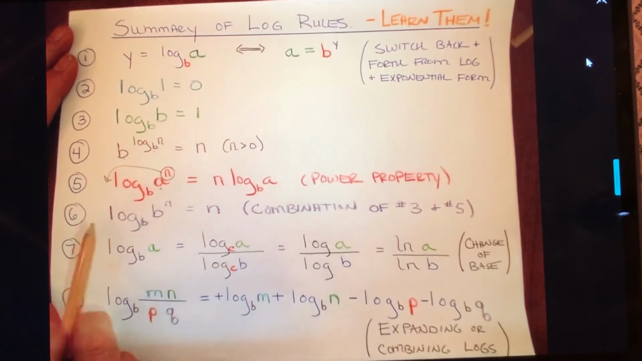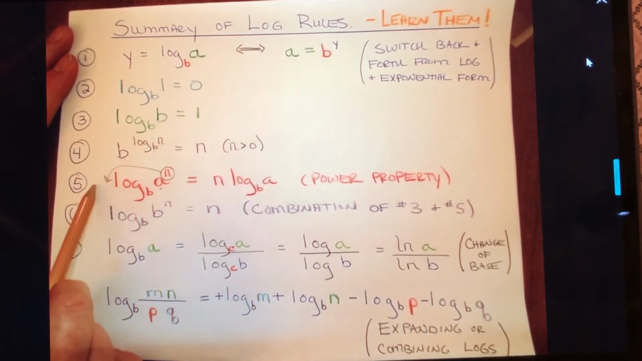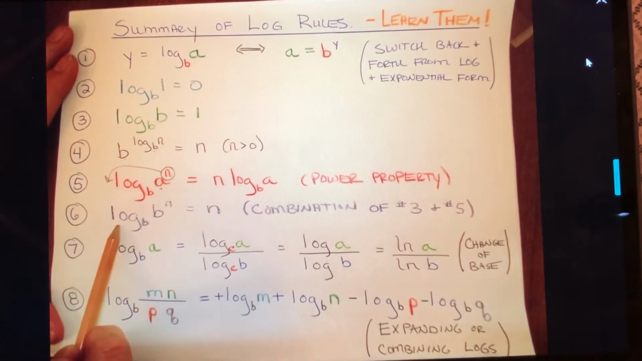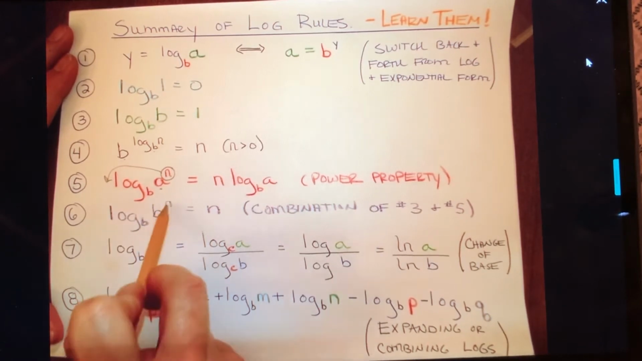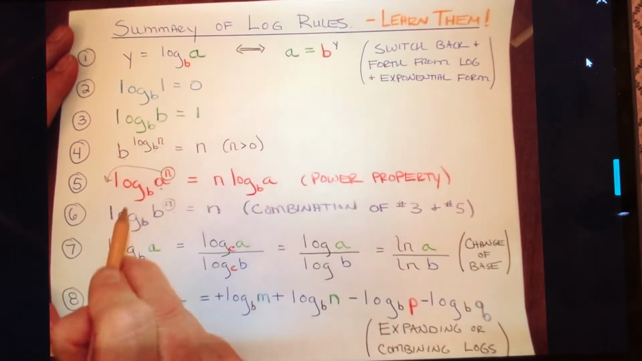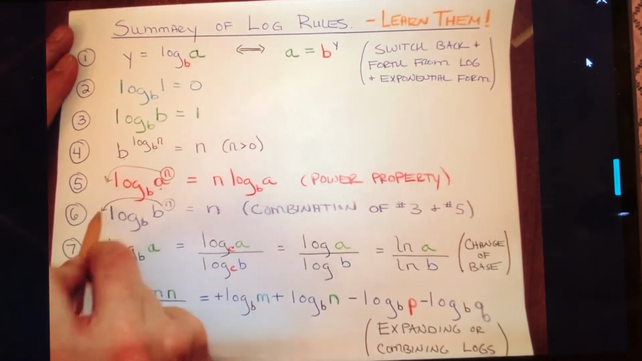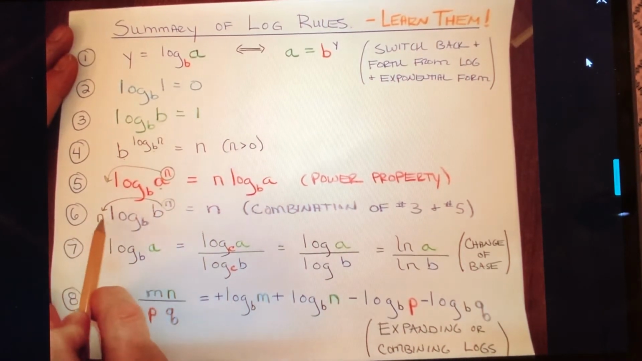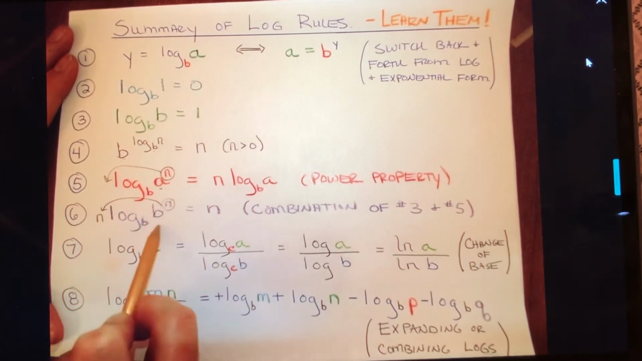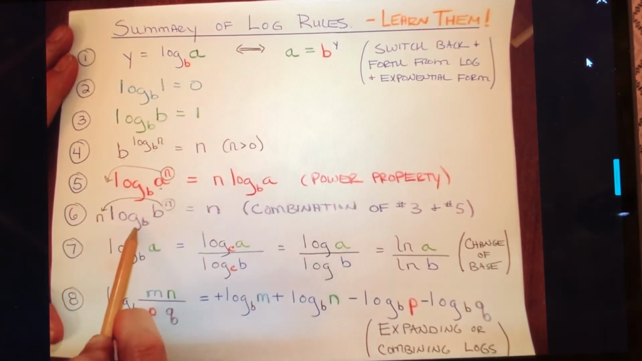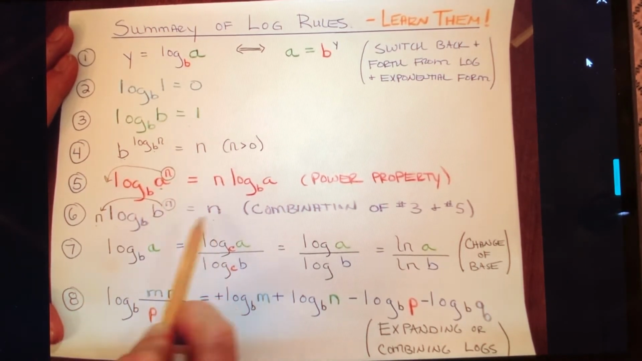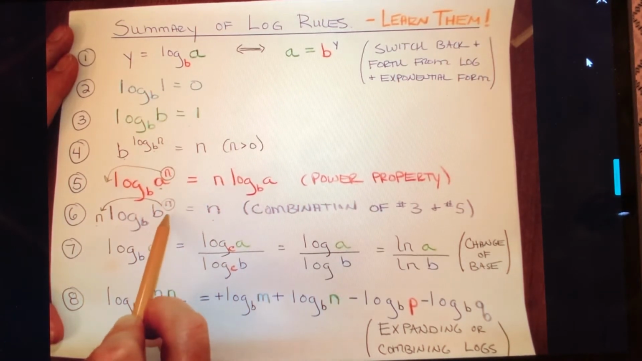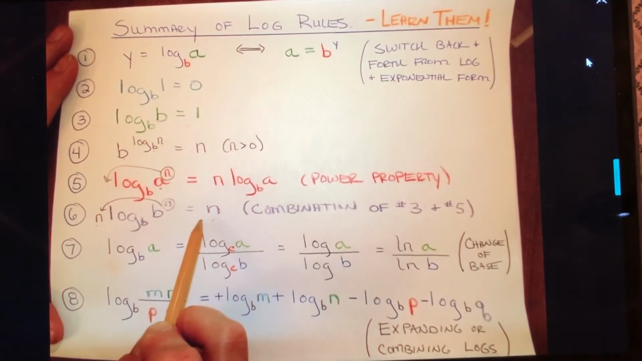If you combine rule number 3 and rule number 5, you actually end up with this rule right here. If you can imagine this, I have an argument raised to a power. I could see myself taking that power and moving it down in the front. So now I have n times this log, but if you remember from rule number 3 above, that is just 1. So you really end up with n times 1, or in other words, just n. So again, this is a pretty powerful log rule. It allows you to simplify things using pencil and paper instead of having to use a calculator.